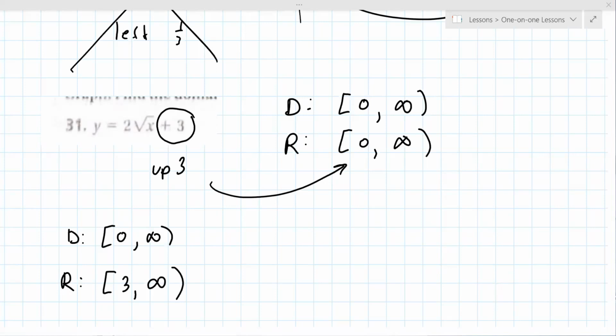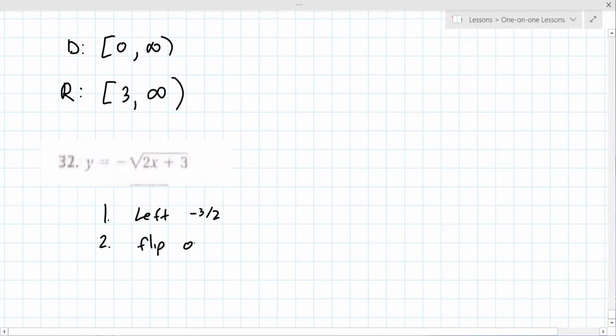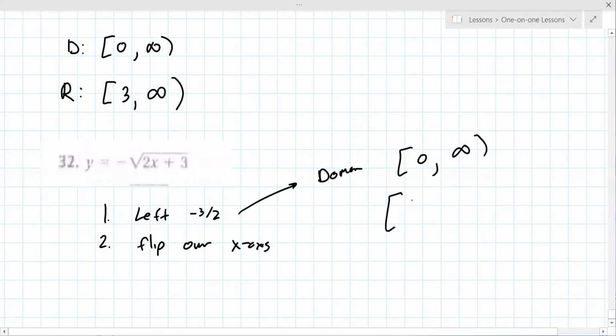32. So 32, we have to know the transformations here. The first transformation is that it's left minus 3/2, and this negative is a flip over the x-axis. So the left here, this affects the domain. So normally the domain starts at 0 to infinity. Well, if it goes left minus 3/2, that means it goes to minus 3/2, comma, infinity.